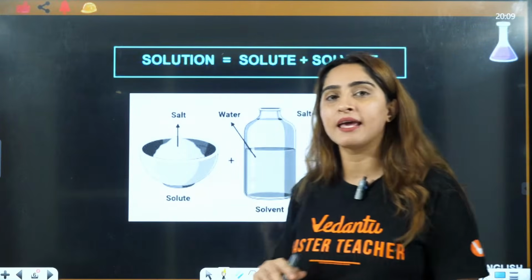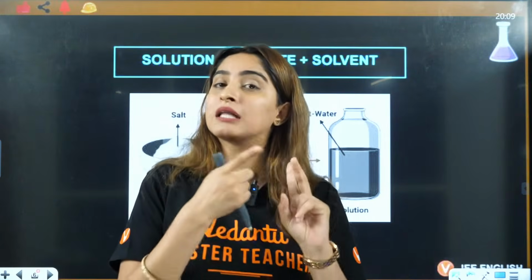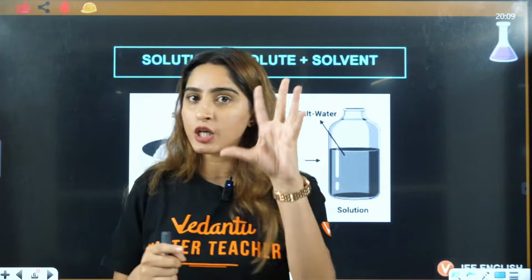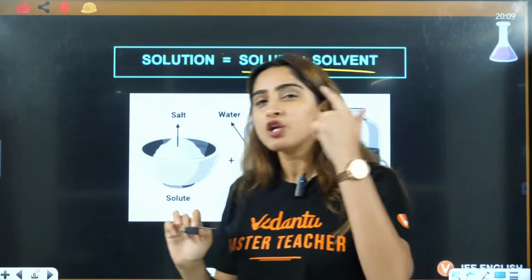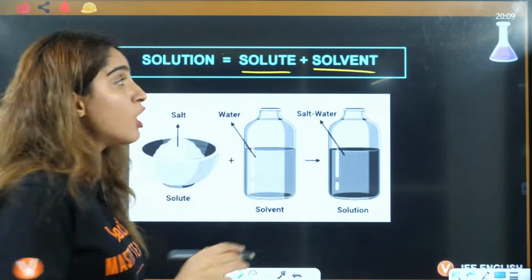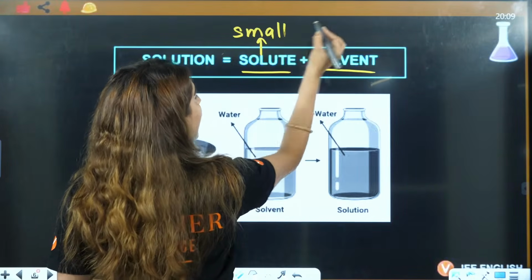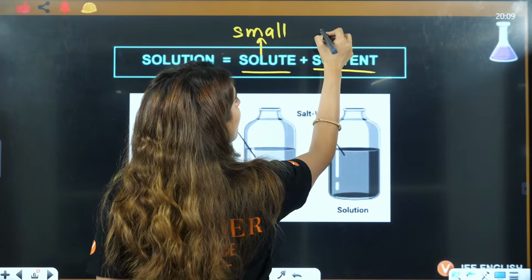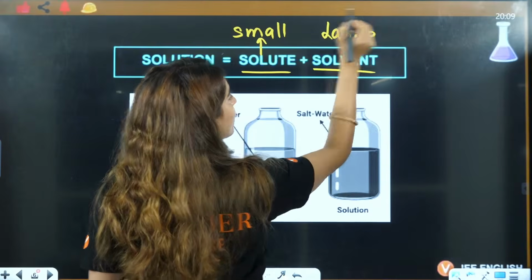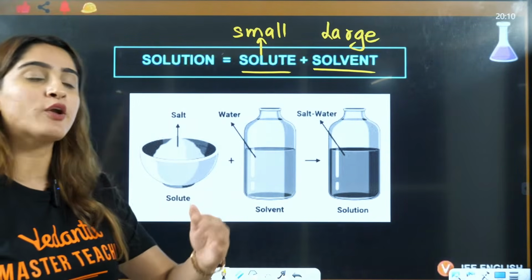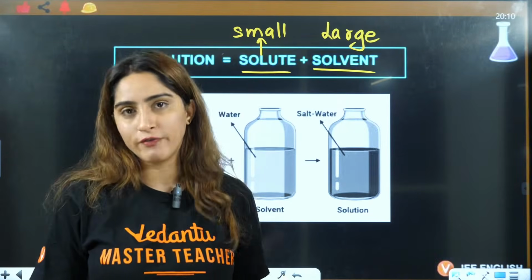So first thing is, solution is basically made up of two things. One is solute, other is solvent, right? Now, when we think about solute, solute is the one which is in small quantities, and solvent is the one which is in larger quantities, right? Now, I can't tell you that always water will be a solvent, but water is a universal solvent, right?